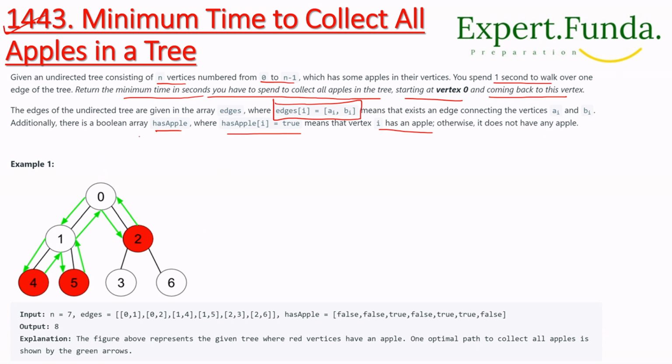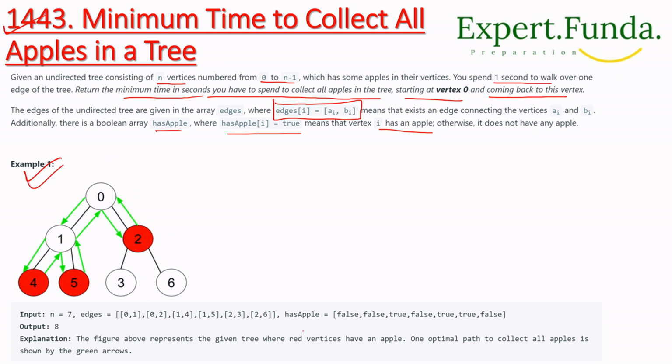Let's understand. We have example 1 given. You understood the question, right? So the edge is an undirected tree. As we have n equal to 7, it means we have 7 nodes, 0 to 6. And the edges are like that: 0 1, 0 and 1 are connected. Now 0 2 is connected. Then 1 4 is connected. 1 5 is connected, and 2 3 is connected, and 2 6 is connected. As per the given edges, this tree is given.